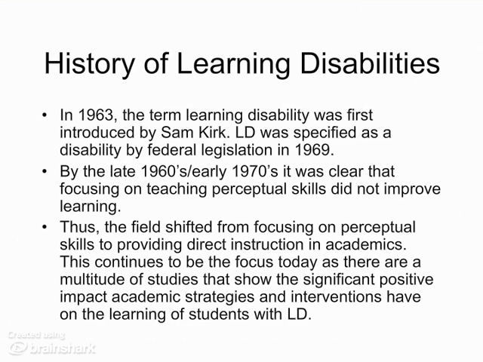In 1963, the term learning disability was first introduced by Sam Kirk. LD was specified as a disability by federal legislation in 1969. By the late 1960s and early 1970s, it was clear that focusing on teaching perceptual skills did not improve learning. Thus, the field shifted from focusing on perceptual skills to providing direct instruction in academics. This continues to be the focus today, as there are a multitude of studies that show the significant positive impact academic strategies and interventions can have on the learning of students with LD.